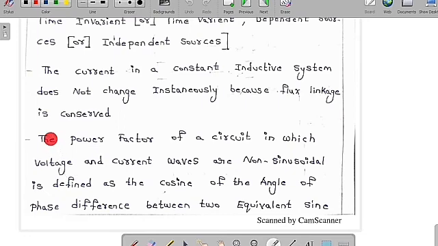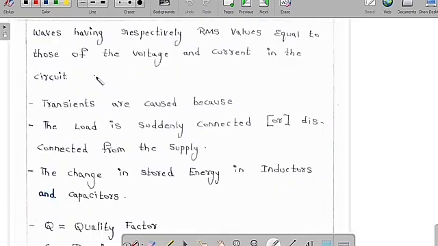So listen to this point carefully. The power factor of a circuit in which the voltage and the current waves are non-sinusoidal is defined as the cos of the angle of the phase difference between the two equivalent sine waves having respectively RMS values equal to those of the voltage and the current in the circuit. So here, to find the RMS of the voltage and current waveforms if they are non-sinusoidal, it is the cos of the angle between the effective values, the RMS values, of these two signals that you need to take.